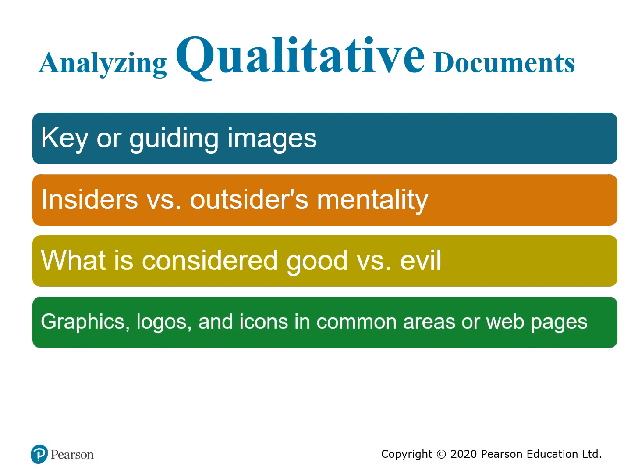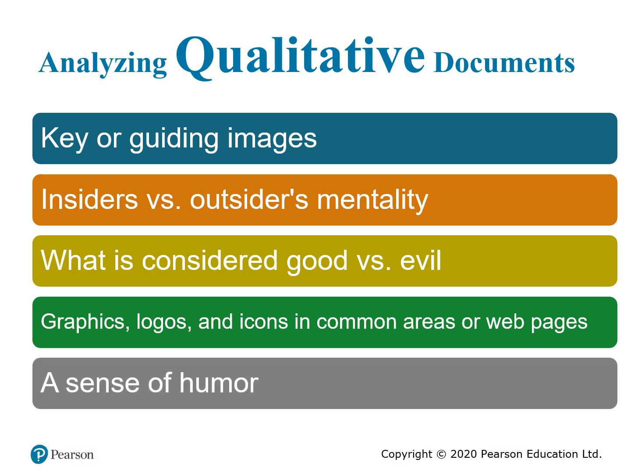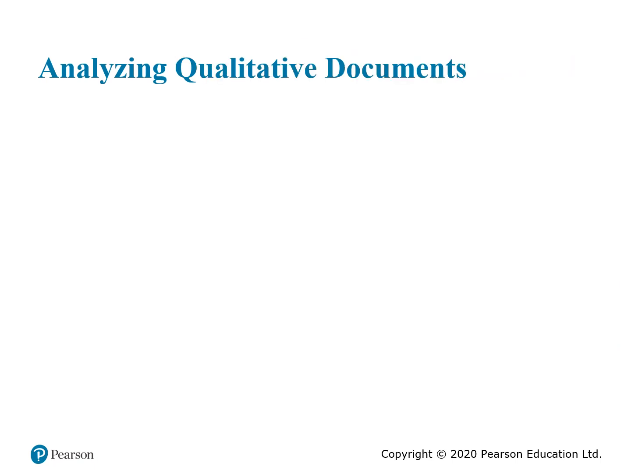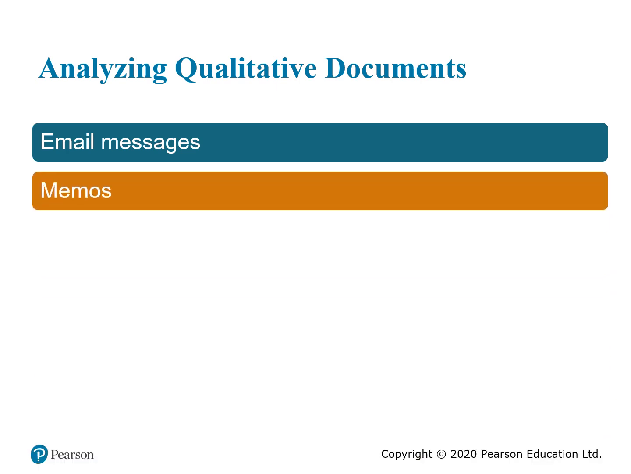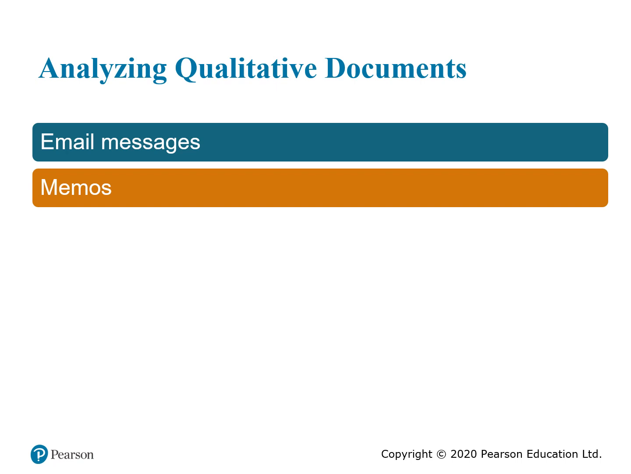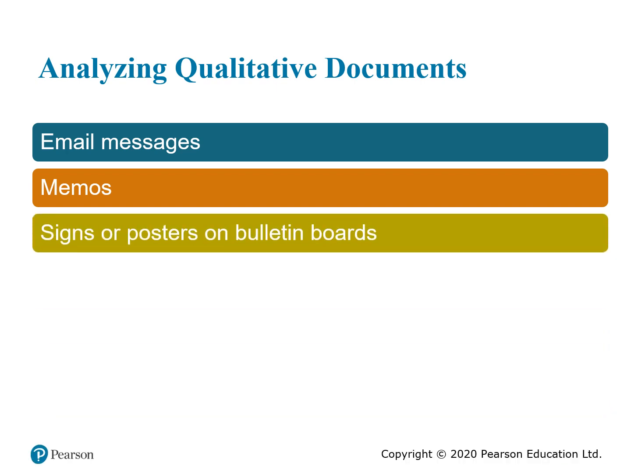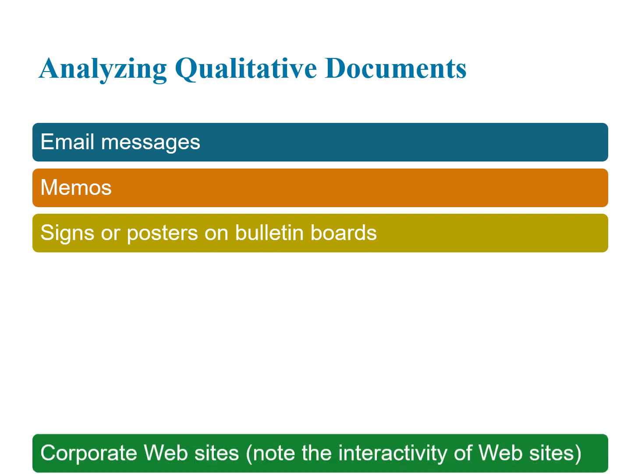Graphs, logos, and icons in common areas or web pages can also be useful as qualitative data. Also, a sense of humor, if you can predict and get it from the documents of the company or events. Part of analyzing qualitative documents is the email messages, looking into the business language that's used in the emails, looking into some process or errors in emails and so on, and also the memos for any agreement between the suppliers or customers and so on, and signs or posters on the boards if there are wall boards. That can also bring some indications.